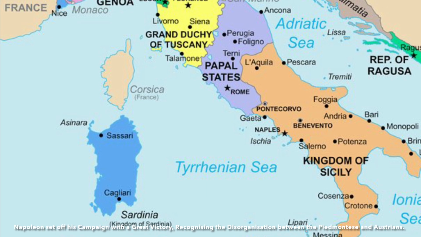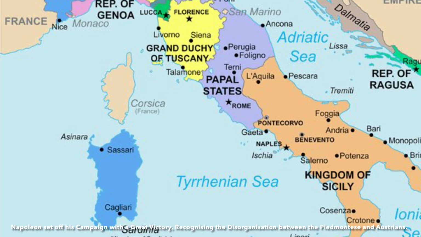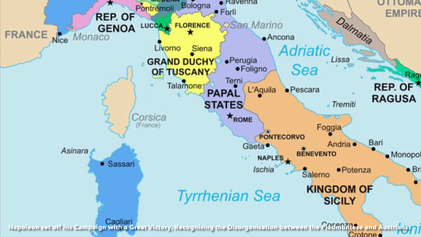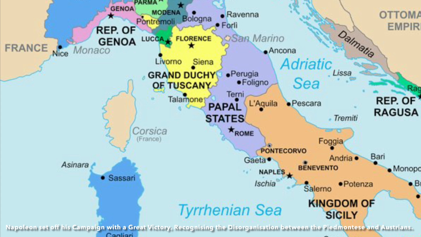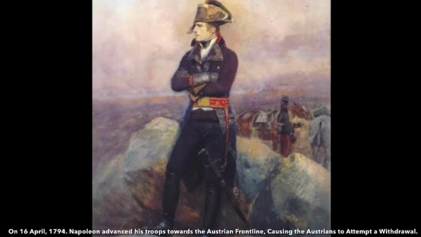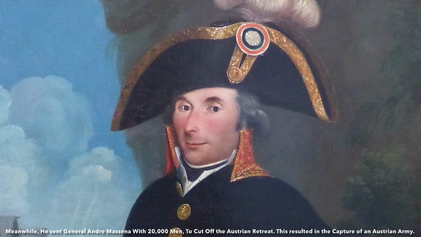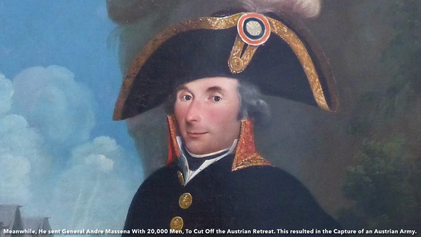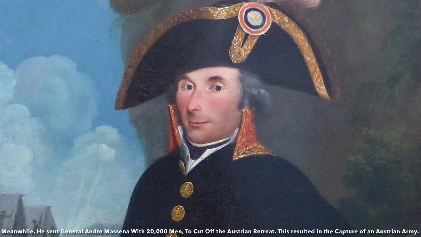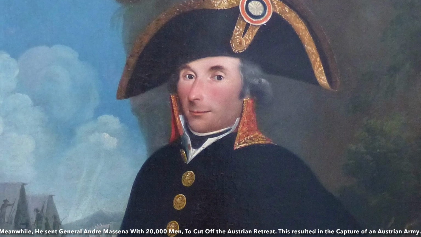Napoleon set off his campaign with a great victory, recognising the disorganisation between the Piedmontese and Austrians. On the 16th of April, 1794, Napoleon advanced his troops towards the Austrian front line, causing the Austrians to attempt a withdrawal. Meanwhile, he sent General André Masséna with 20,000 men to cut off the Austrian retreat. This resulted in the capture of an Austrian army.